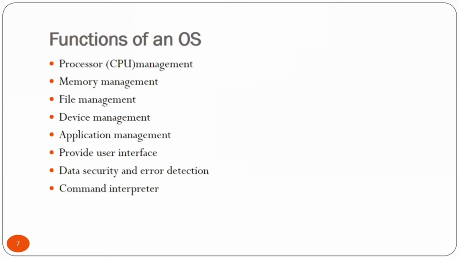Then what are the functions of operating system? The main functions that operating system performs: processor or CPU management, memory management, file management, device management, application management, provide interface, data security and error detection, command interpreter. So one by one we will see these functions.